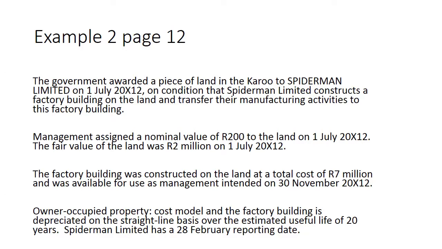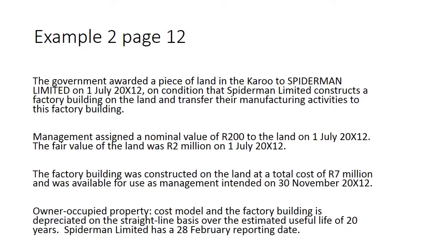So let us look at an example. Please note all the examples in this video are also part of your handout, and you can go through all the examples there. The government awarded a piece of land in the Karoo to Spider-Man Limited on 1 July 2012, on condition that Spider-Man Limited constructs a factory building on the land and transfers their manufacturing activities to this building. So what is the reason for this grant? The reason is to put up a factory building there, so it is to acquire a long-term asset. And what did Spider-Man Limited receive? They received land. So land makes it a non-monetary asset-based grant.